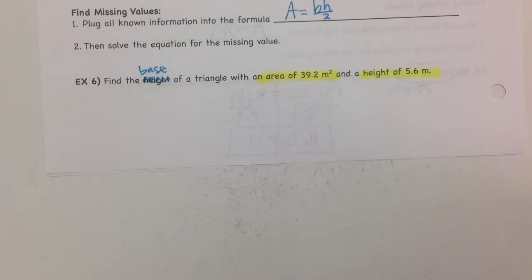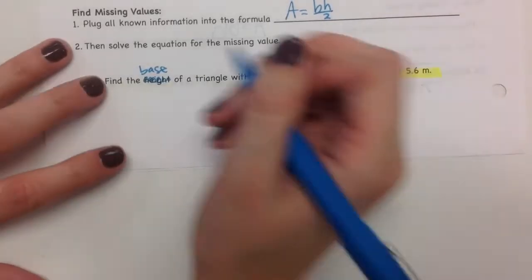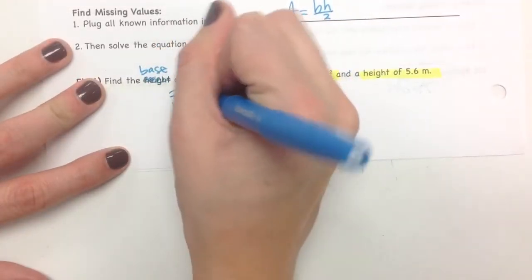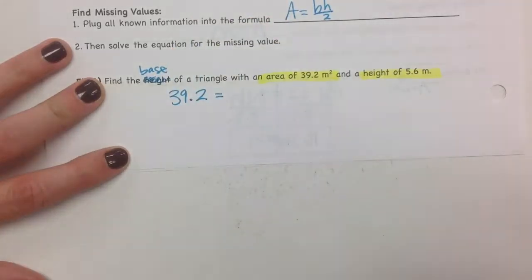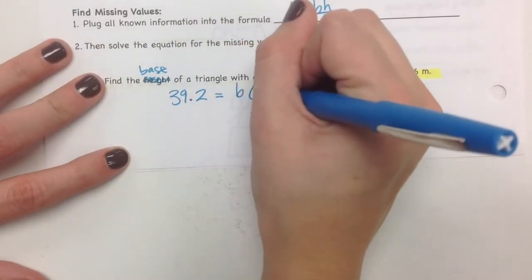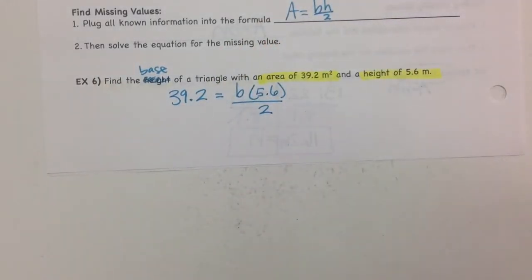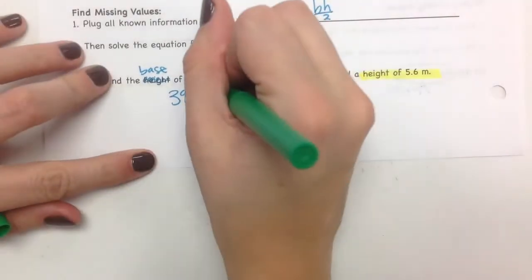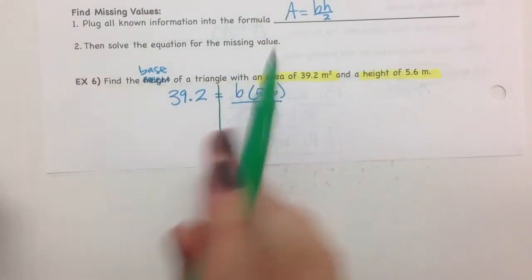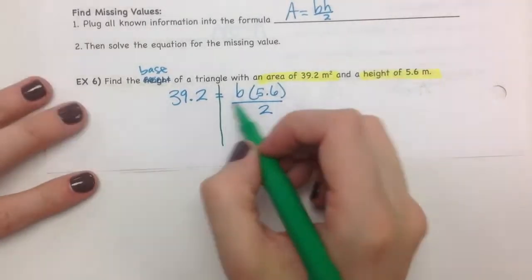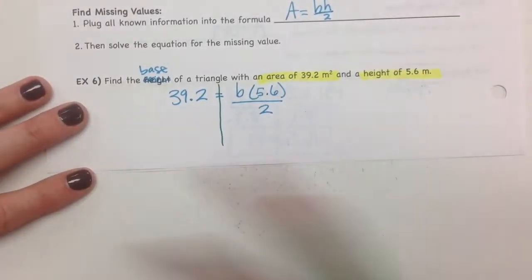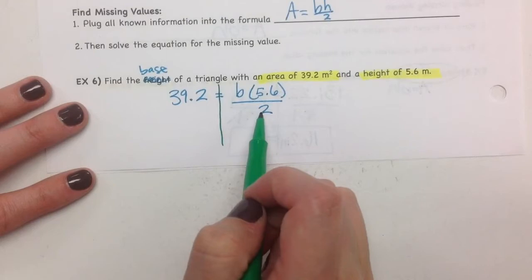So let's plug in what we know. We know that our area is 39.2. We don't know the base. I know that my height is 5.6 and that whole side is divided by 2. So really what we got to look at is the last thing that's being done to the variable here. It's not being multiplied last, it's actually being divided by 2. So that's where we have to work backwards from. That's the first thing we need to do.